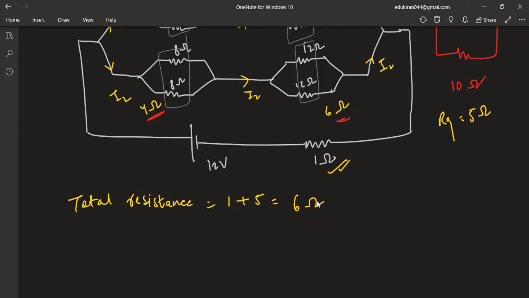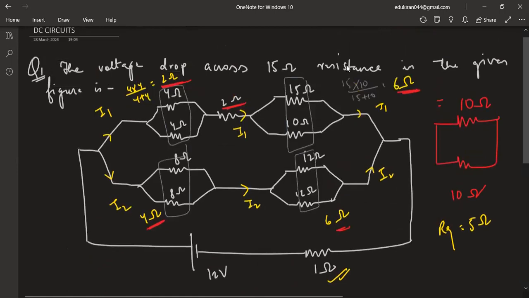Right. Now see, if you take the current division rule also, in the upper branch, how much current will be received? In the lower branch, how much current will be received? The current which you had calculated, Ashrit, you got as 1 ampere only. That is not across just the 15 ohm resistor. The question was asking you about only the 15 ohm. That way you are right.